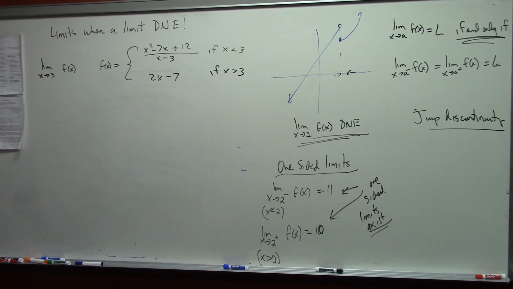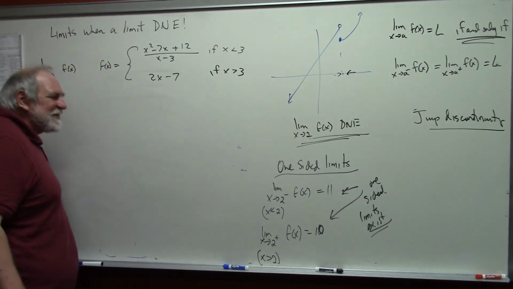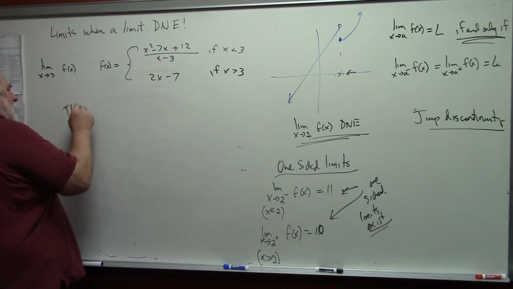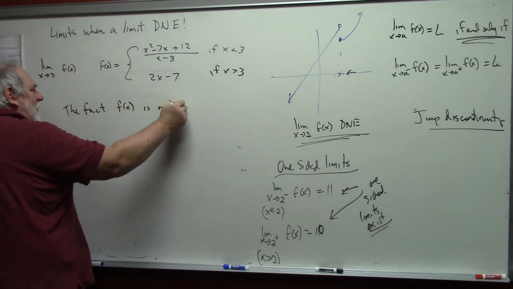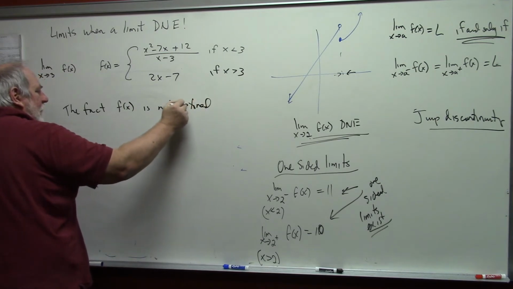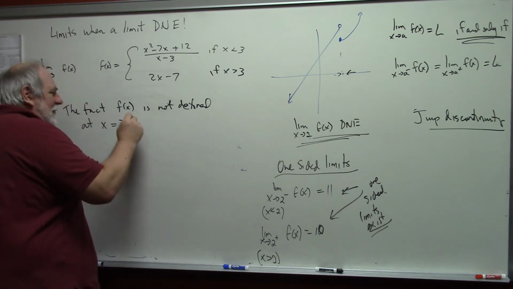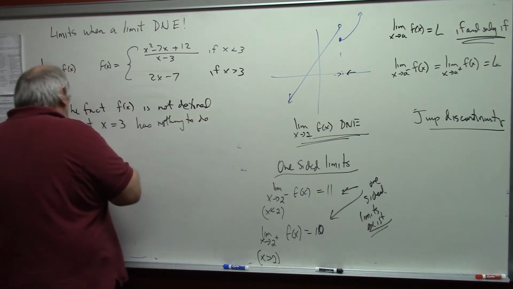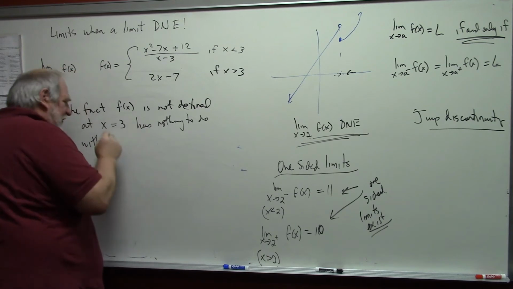Now notice this function is not defined at x equals 3. That has nothing to do with whether the limit will exist or not. We don't care what happens at the functional value. The fact that f of x is not defined at x equals 3 has nothing to do with whether the limit exists or not.